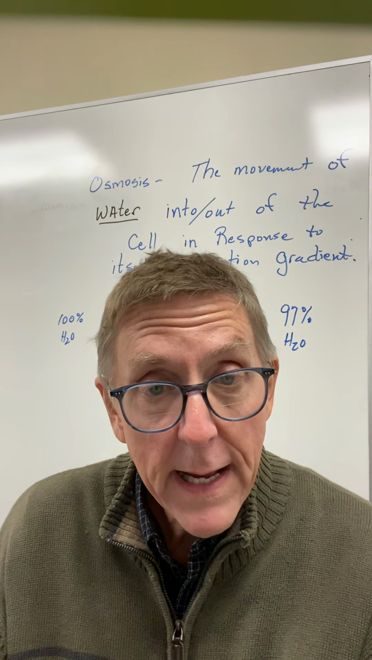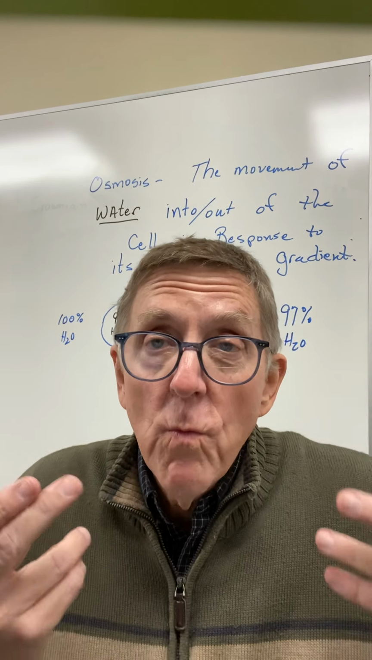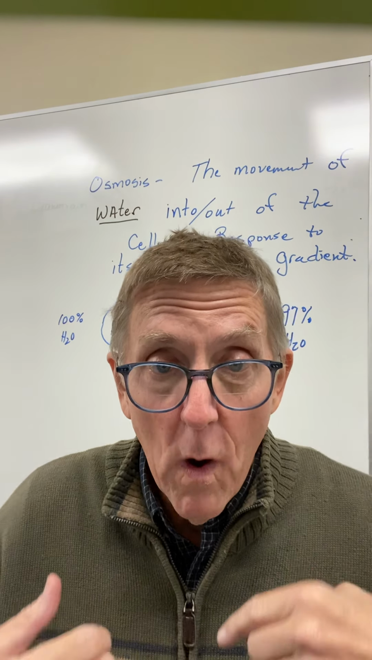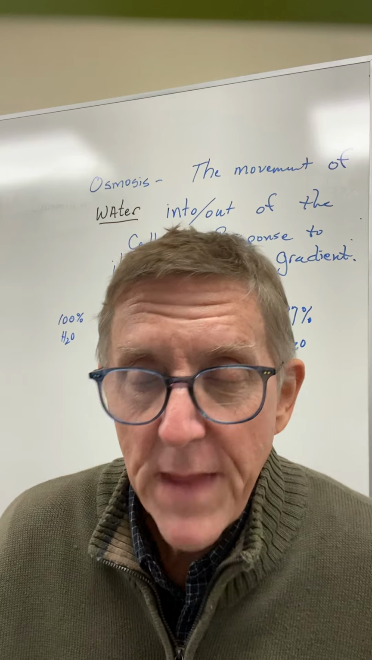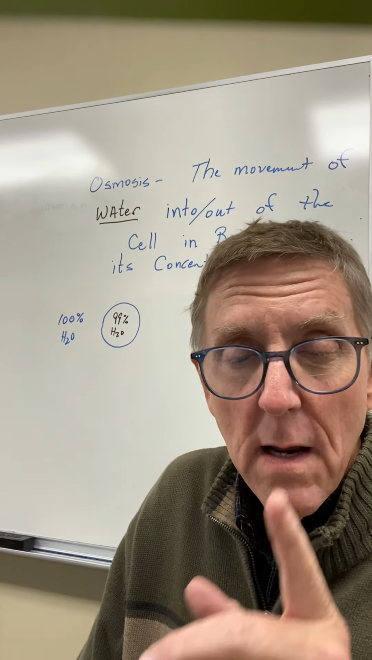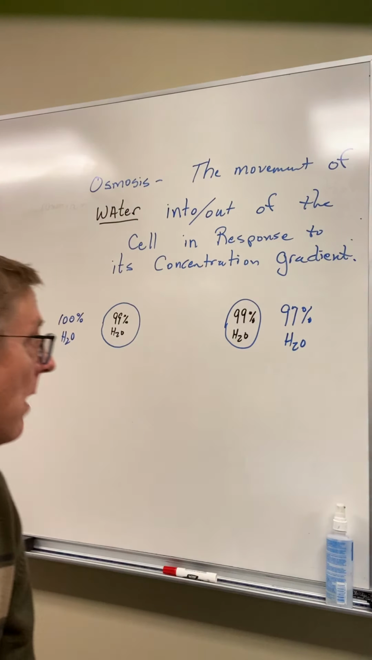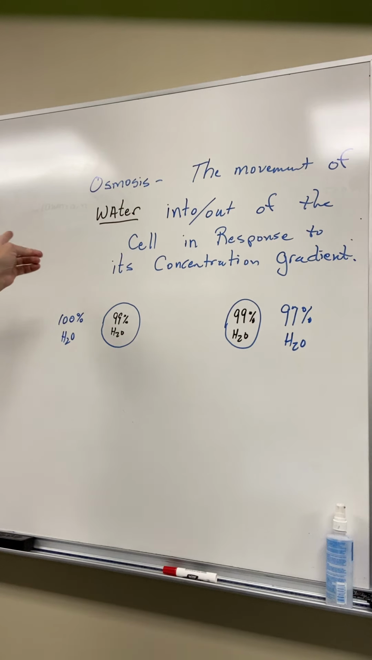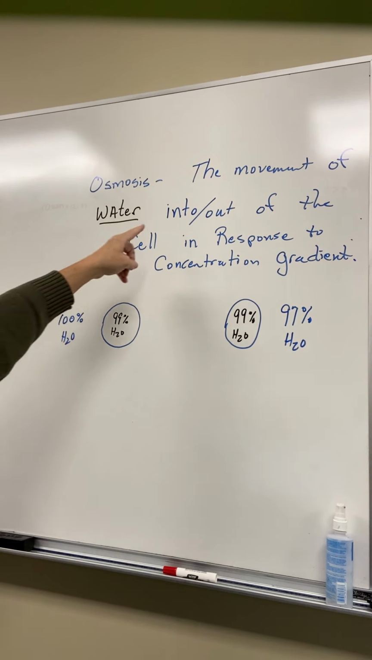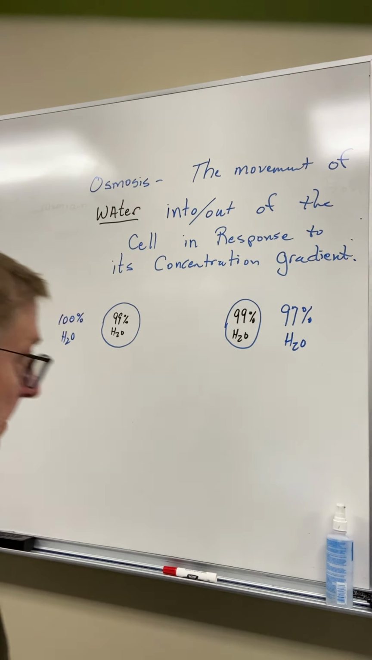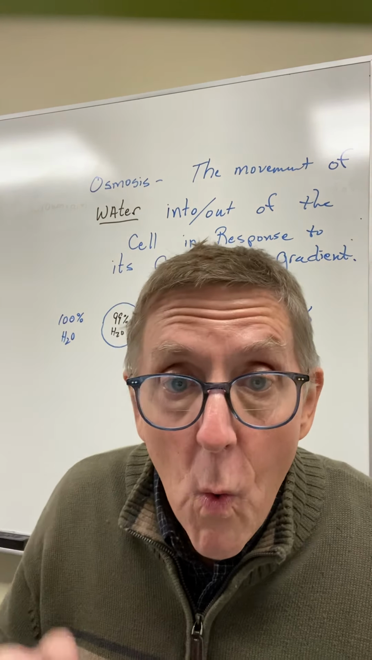With water, it is going to move with its concentration gradient just like anything else. But because we are made of water, our cells are filled with water, the fluid around our cells is water, we have this thing called osmosis. And it is a definition. It's a facilitated diffusion of water and only water into and out of the cell, through a semi-permeable membrane, in response to its concentration gradient. You say, well, duh, we all know that because we know facilitated diffusion.